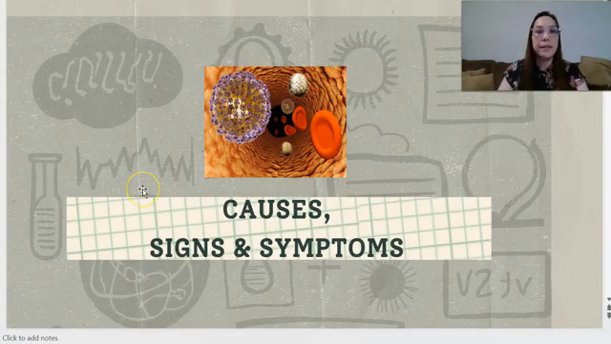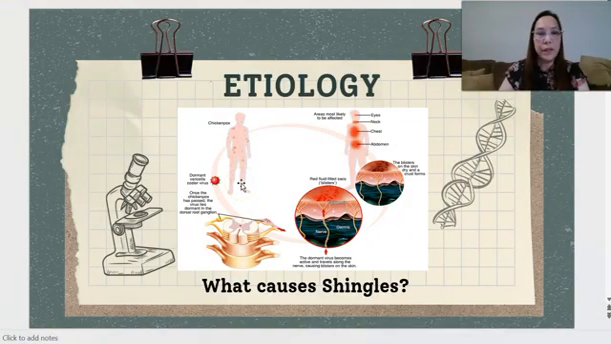Next are the causes, signs, and symptoms. What causes shingles, or its etiology? Shingles is caused by the same virus that causes chickenpox, called the varicella zoster virus. After someone recovers from chickenpox, the virus doesn't leave the body but instead becomes dormant or inactive in nerve cells. The virus can reactivate years later, causing shingles. This usually happens when the immune system weakens. The most commonly affected areas are the eyes, neck, chest, and abdomen, but it depends on the dermatomal level which is being attacked by the virus.